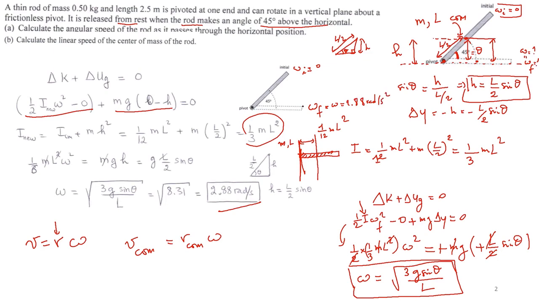But now the linear speed will depend on the position, okay? So when I'm looking at the center of mass, the R of center of mass is the distance between the center of mass and the pivot point. And that will be half L. So it will be half L multiplied by omega, okay? So what is the linear speed of a point at the pivot point?